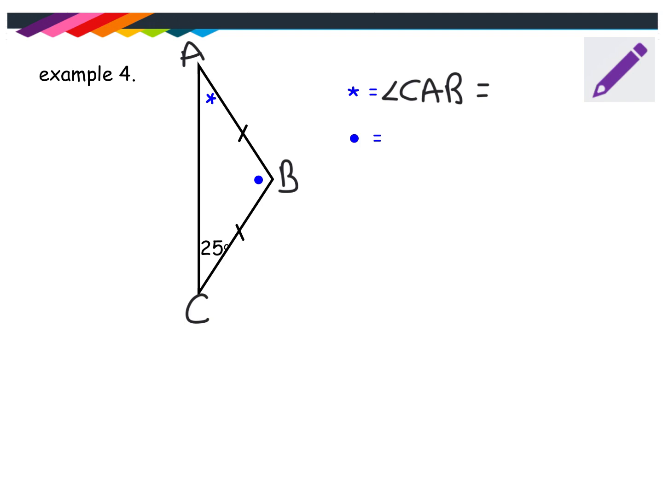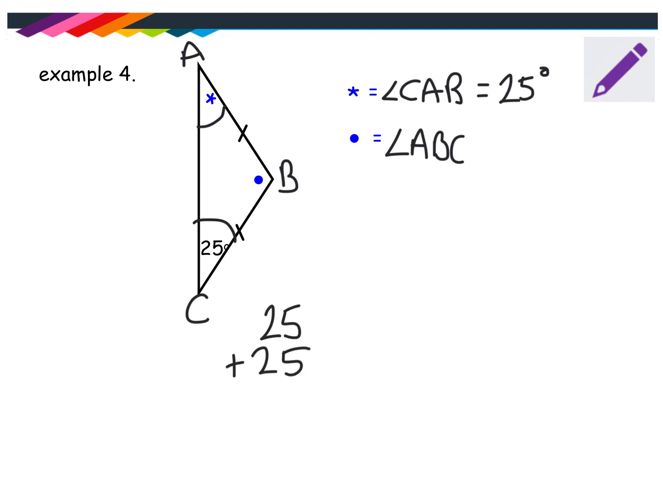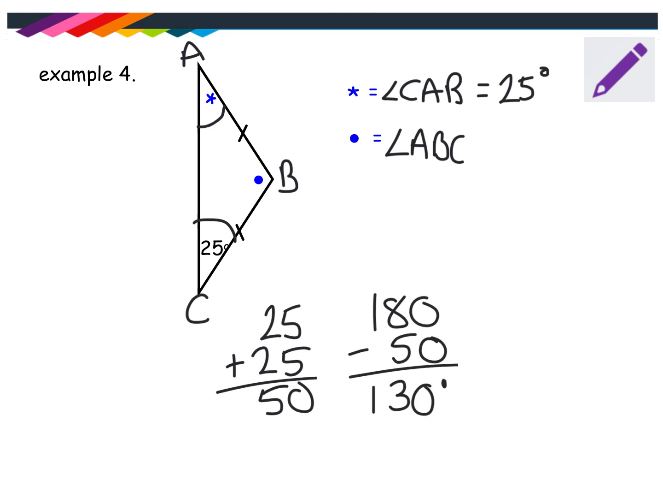Now, this is an isosceles triangle, but kind of spun on its side. So these two match, so both of these angles are 25 degrees. And then the one with the dot would be named, let's go with ABC, put B in the middle, because B is the angle we're after. And to get that, we're going to do 25 plus 25 is 50. And then we're going to do 180, take away 50 is 130 degrees. So that is 130 degrees for the angle with the dot, or as I've changed it to letters, angle ABC.